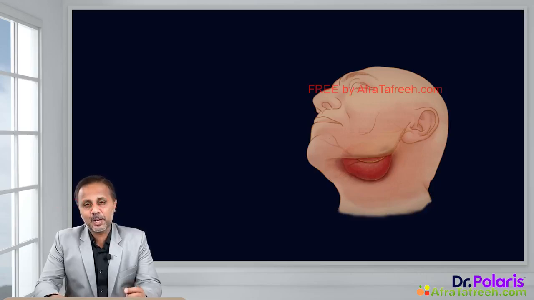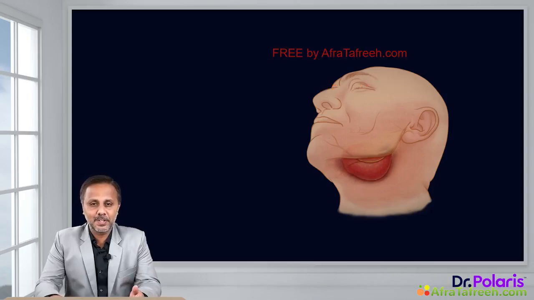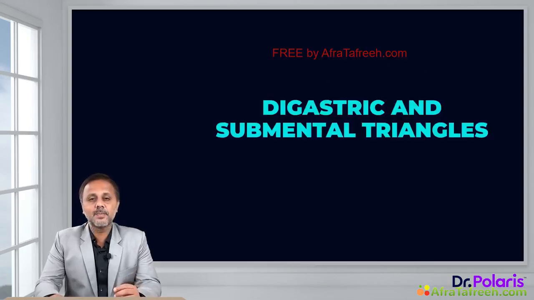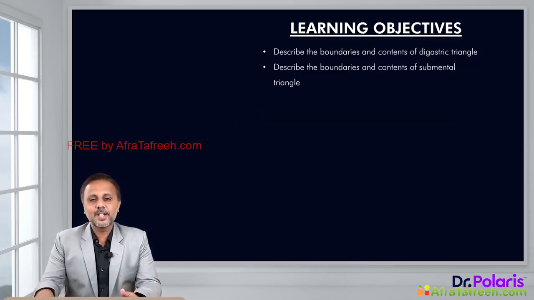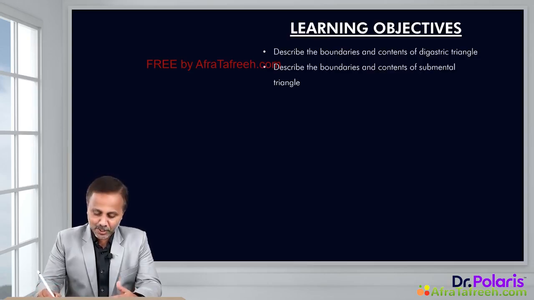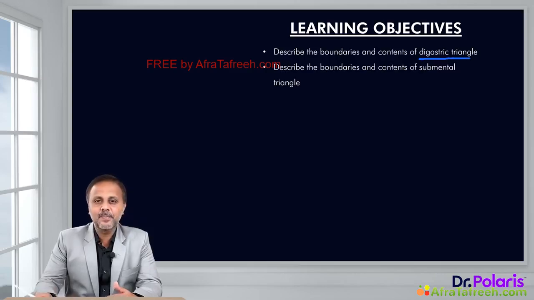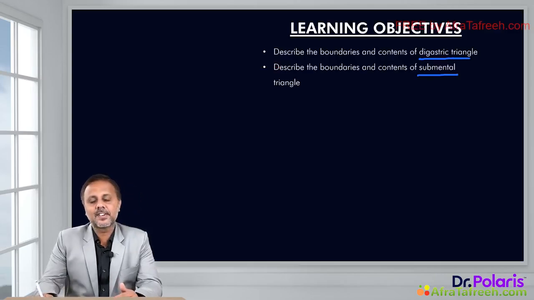As we have learnt in the topic of the anterior triangle and its subdivisions, the anterior triangle is divided into 4 further subdivisions. 2 of these important subdivisions are the digastric and the submental triangle. And in this session, let's learn more about these triangles. The learning objectives for this session are, at the end of completing this session, you should be able to describe the boundaries and contents of the digastric triangle and the submental triangle.